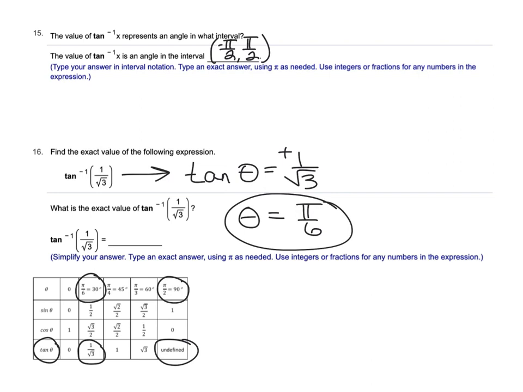Just to show you, if I had had the tangent of theta equals negative 1 over square root of 3, my theta would have been negative pi over 6. That's all you have to do. Find the reference angle, and you carry the positive or the negative with it.